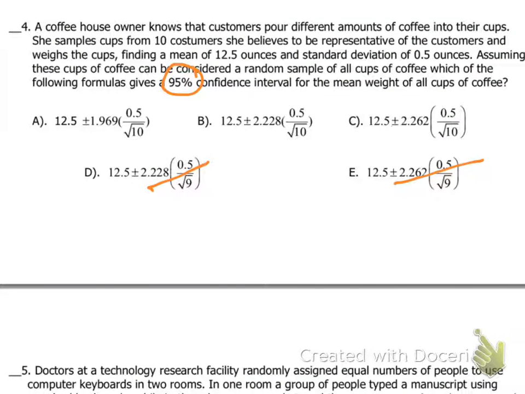Okay, let's look at number 4 here. I already have this stuff circled. It said 10 customers, so I know the number underneath the square root symbol has to be 10, not 9. 9 is the degrees of freedom. All right, and so I don't think it's going to be A because it says 1.96, and they're hoping that you would get confused and pick that one instead of what it really should be. So I'm in inverse T now on my graphing calculator, and I get 2.22, so the answer is B.